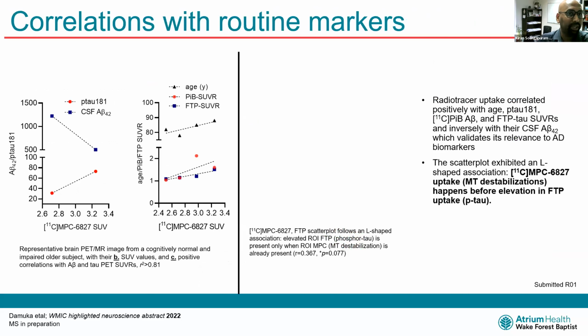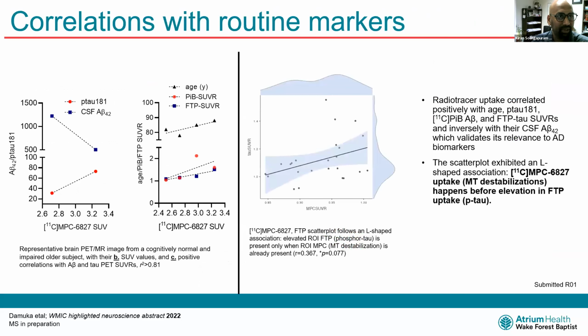So again, we need to make sure that our new radiotracer is well aligned with the existing biomarkers. We then did an uptake correlation with age, beta 181, C11 PiB and FTP SUVR. As you can see here, it is directly proportional to the age, the A-beta PiB value and the tau PET values, and inversely proportional to the CSF A-beta. Again, well relevant to the AD biomarkers.